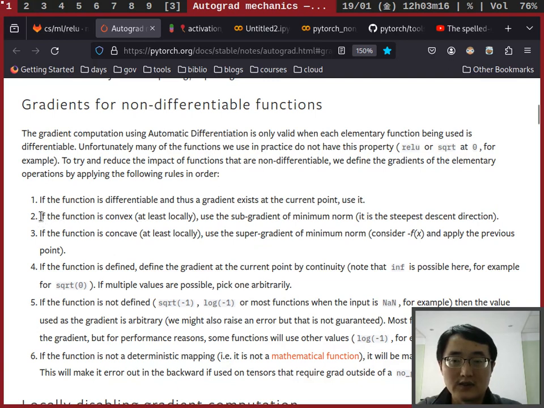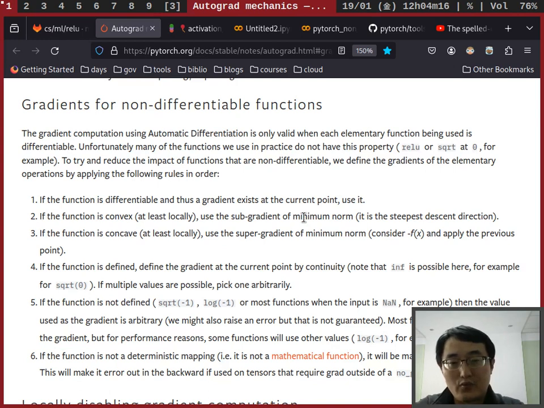And in the second and third point, it stated the situation when the function is convex and when the function is concave. So let's read the second point. For example, if the function is convex, then PyTorch will use the subgradient of minimum norm. So we see that PyTorch actually uses subgradient, but which subgradient? It uses the subgradient of minimum norm.